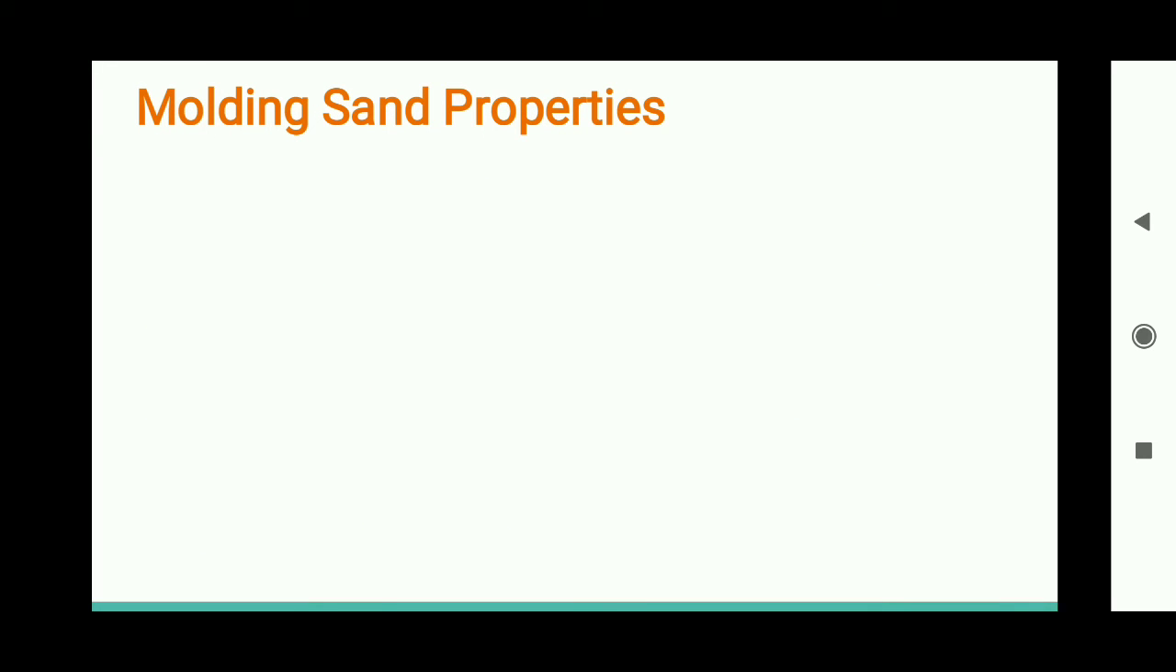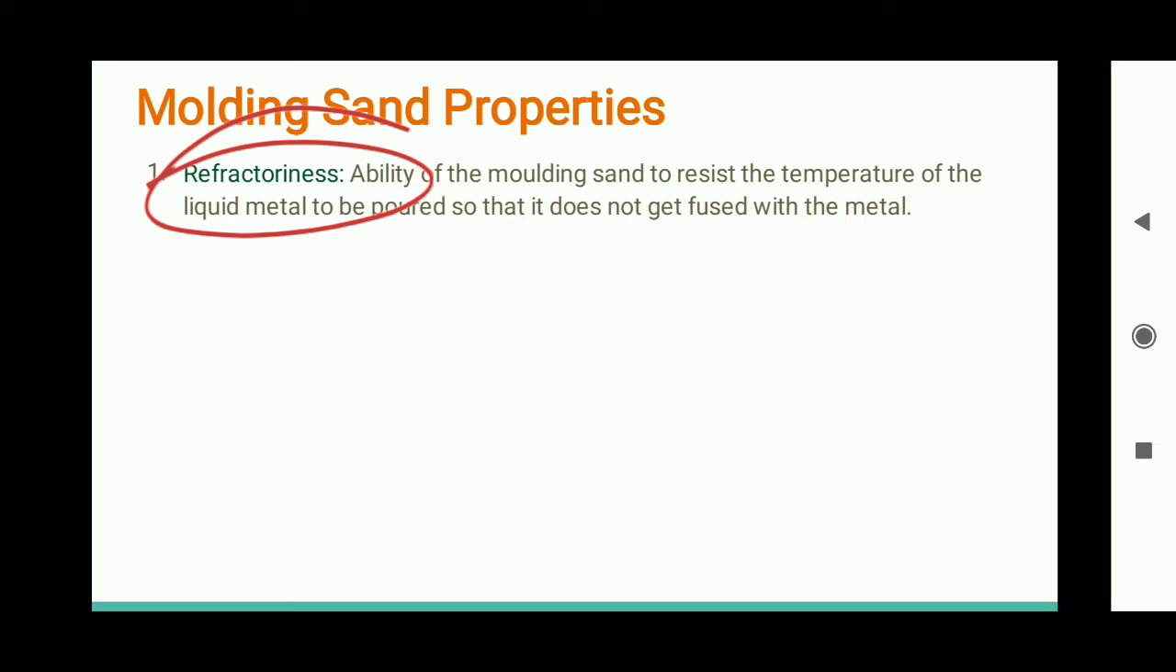Next are the molding sand properties. These are very important, because it is on the basis of these that we add the additives. First is refractoriness. Different molten materials have different melting points. If the molding sand has the ability to resist the temperature or heat produced by the molten material, it will not be fused or distorted. Molding sand should not be distorted and should not become a part of the molten material. That ability we call refractoriness.